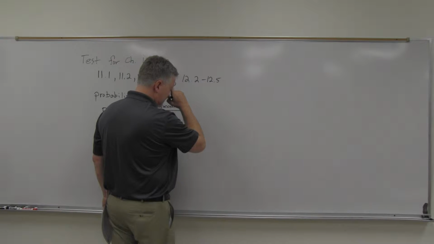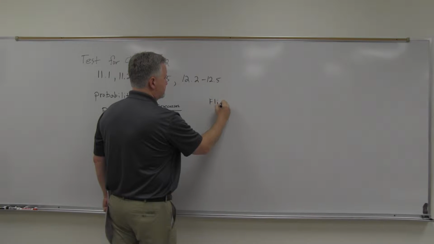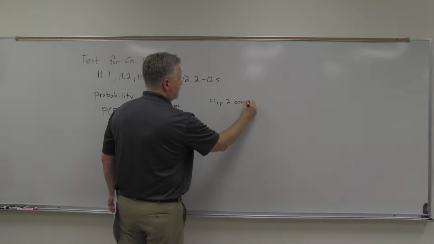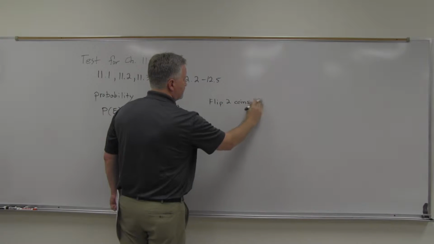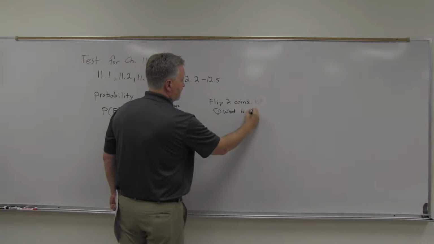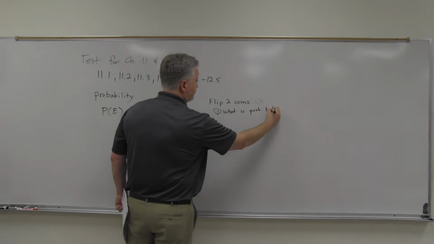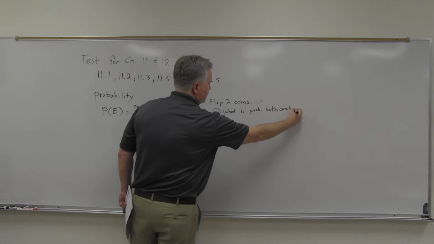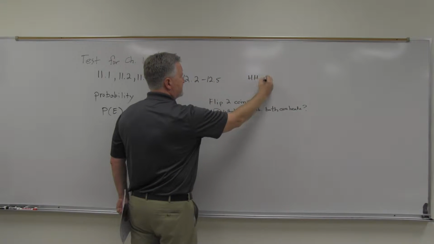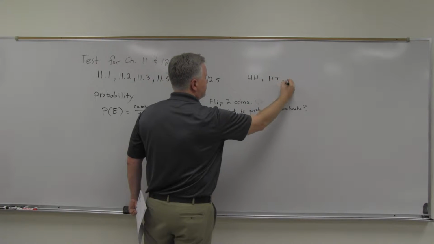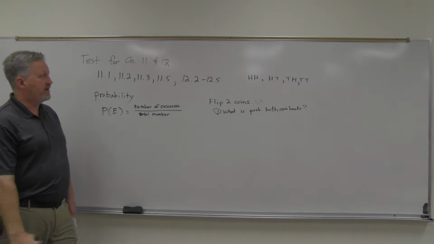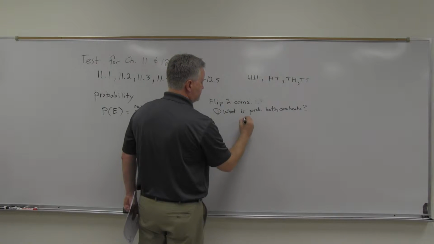If I flip a coin 2 times, or flip 2 coins, let's say. Number 1, what is the probability both are heads? Well, probably done it before, but just want to make a point here. Probability both are heads, so 2 coins, we got heads, heads, heads, tails, tails, heads, tails, tails. 4 possible outcomes. So the probability both are heads, 1 out of 4. Right?